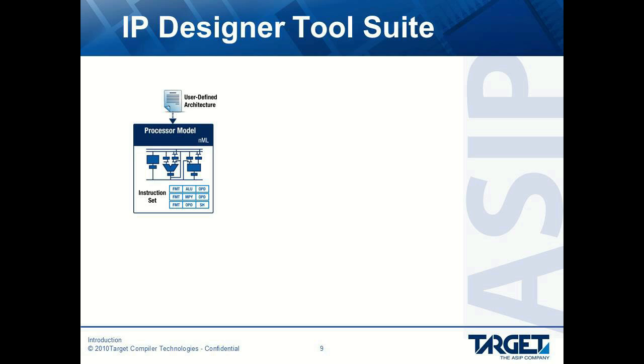In the IP Designer tool suite, you'll see a processor model block. Target uses a language called NML to model the processor, basically giving you a structural skeleton of what the processor looks like. This also provides customized instruction sets for the processor model. This is also the area where you can create customized opcodes for your specialized processor.